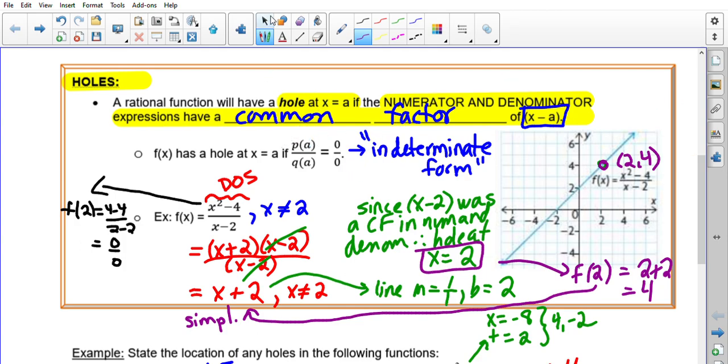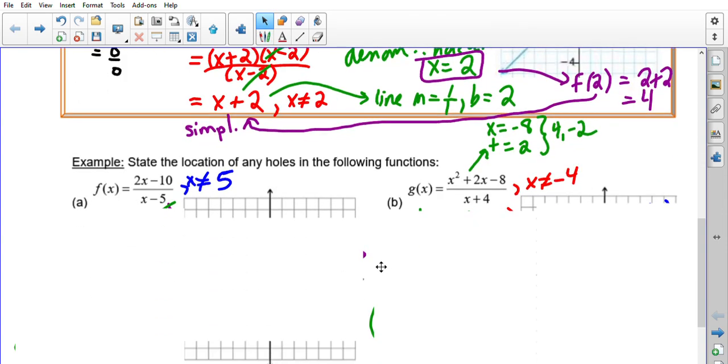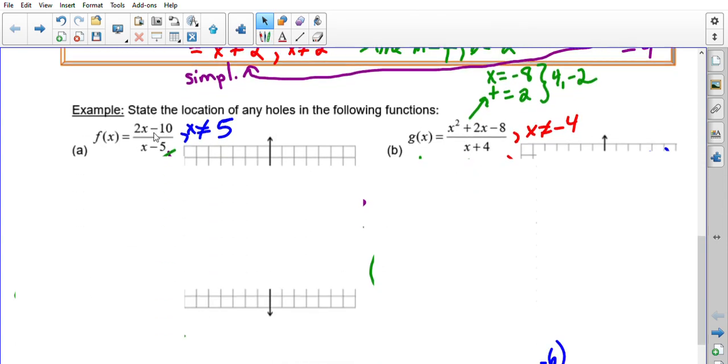All right, so let's practice a bit more with that. So let's scroll to this question here. State the location of any holes in the following functions. So 2x minus 10 over x minus 5.